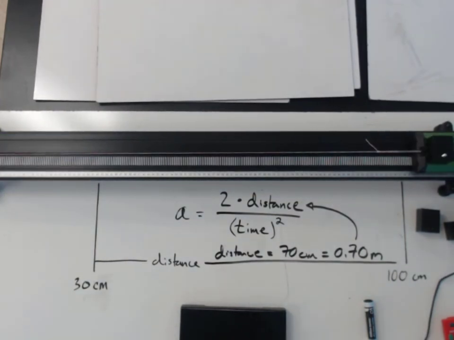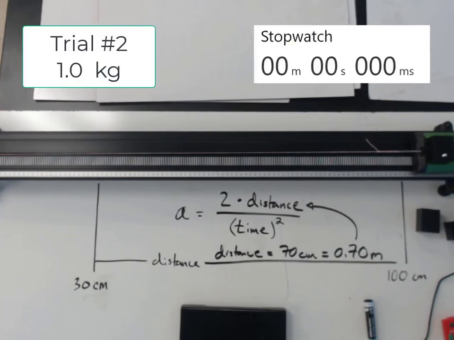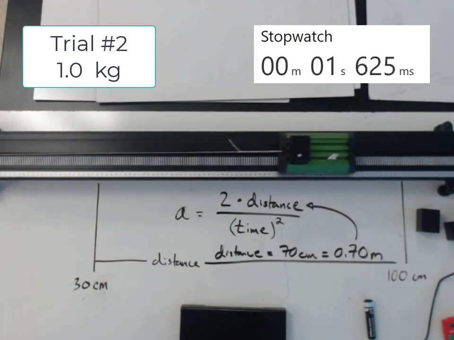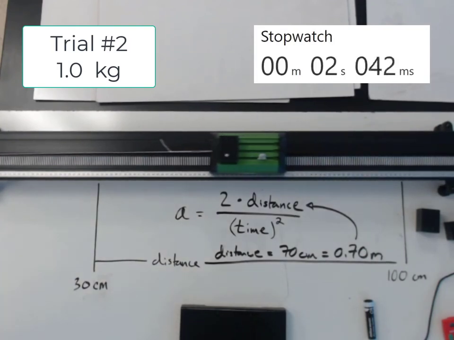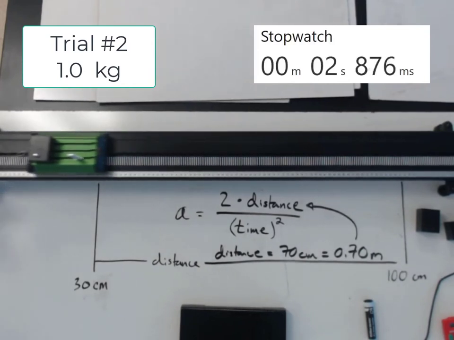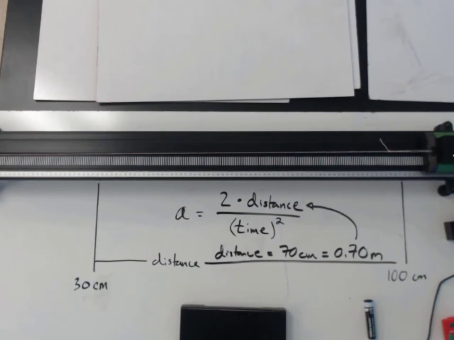All right, now we've added a mass, so this is our second trial, and we have a total of 1 kilogram. All right, here's our third trial. We now have 2 additional masses, so now the total mass should be 1.5 kilograms.